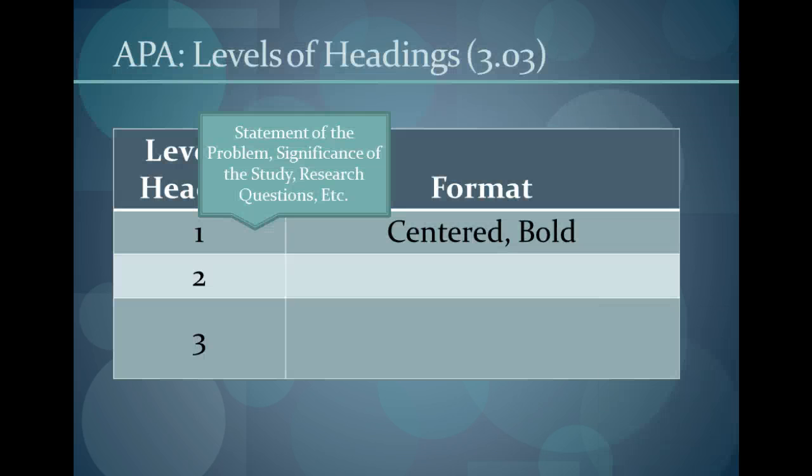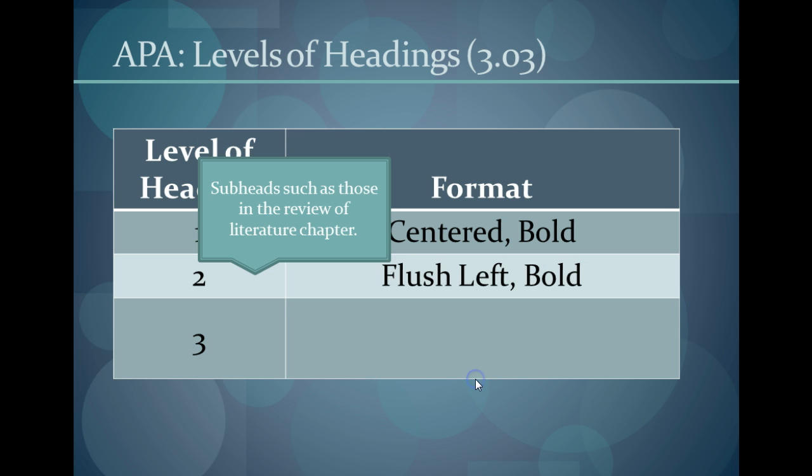One of the things included in the APA manual is a description of how the various levels of heading should be formatted within the document. The chapter titles of a dissertation actually count as level 0, so they're not included in this table, and those are all caps, centered, not bolded, however. The first level of heading would be things such as sections of a dissertation labeled Statement of the Problem, Significance of the Study, Research Questions, and so on. And those headers, or that level of header, should be centered and bolded.